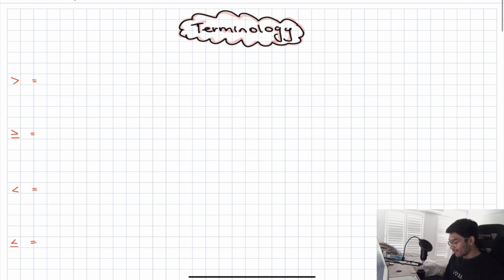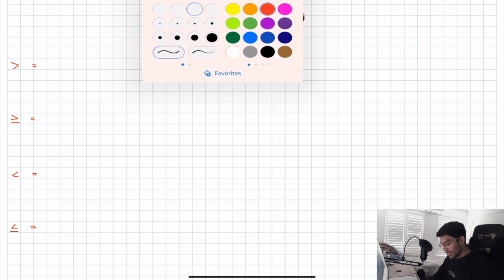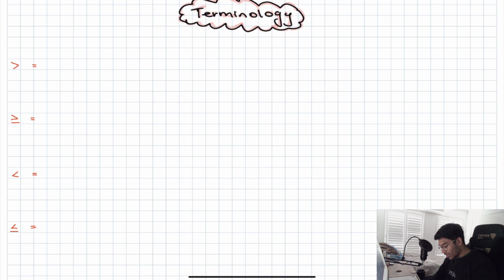So starting off, we have these four signs here, and these are what we call inequality signs. An inequality is when two things aren't the same. Basic definition there. So we have the first one, which is starting off bigger and closing in. That one is called our greater than. So it's called our greater than sign.